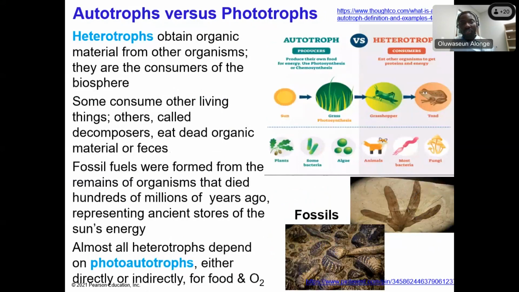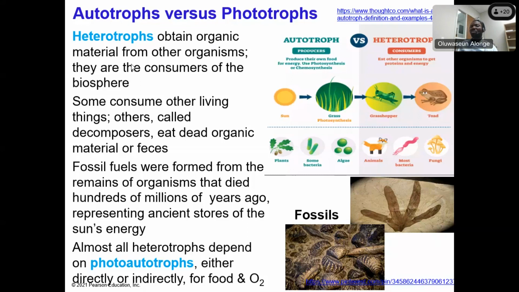Now, autotrophs versus phototrophs. The difference between autotrophs and phototrophs is simply that autotrophs make their food, and phototrophs make their food using sunlight. Now, heterotroph is actually the other portion there, which is consumer. Like I said, autotrophs can be chemoautotrophs and they can be photoautotrophs. The plants that use sunlight are the photoautotrophs.